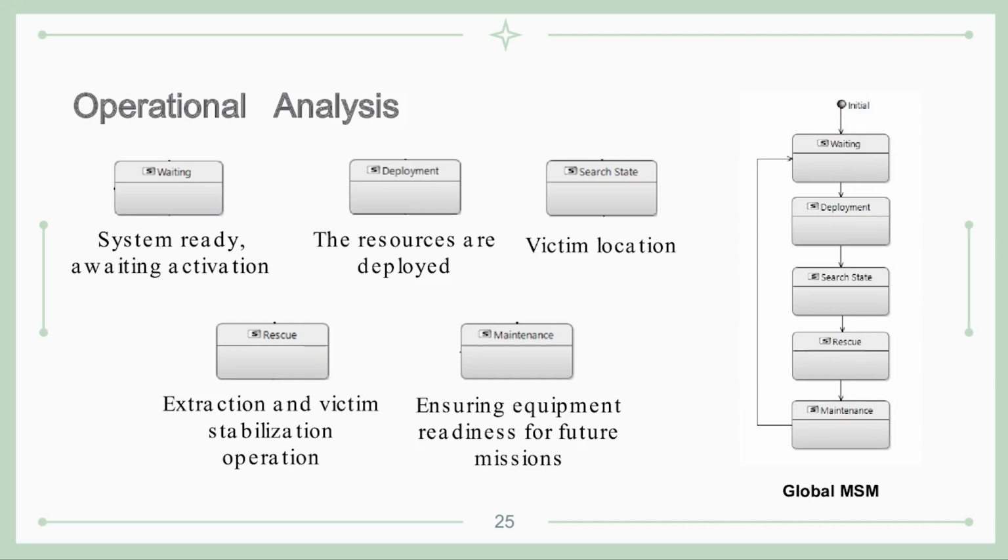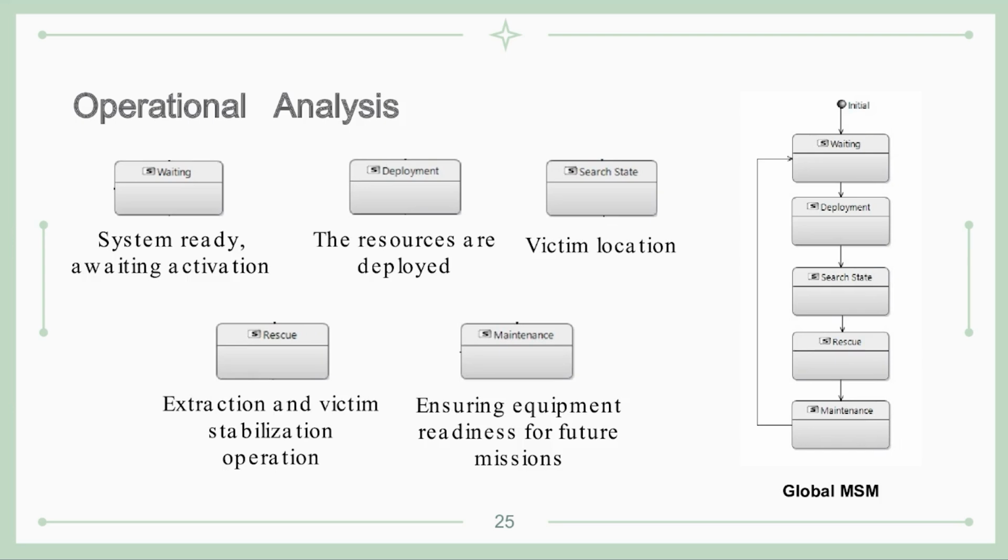This diagram represents the system's operational stages or modes. Each block that we can see corresponds to a primary system state, with transitions driven by events or conditions. So the first block is waiting. Here the system is on standby, ready for activation in case of an emergency. And from here, it transitions to deployment when a rescue mission is triggered.